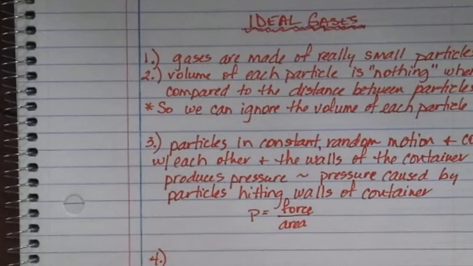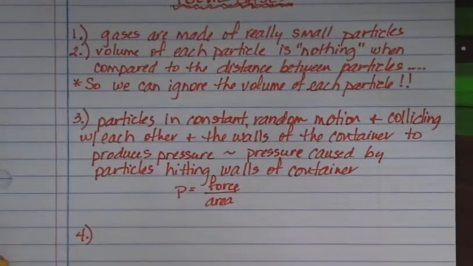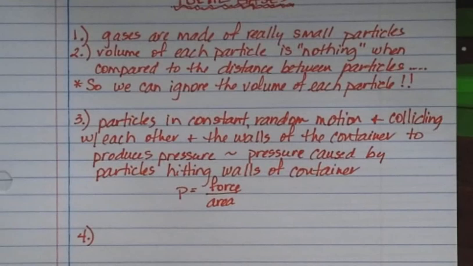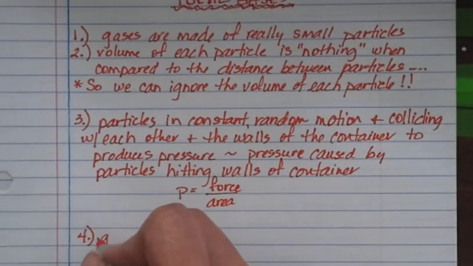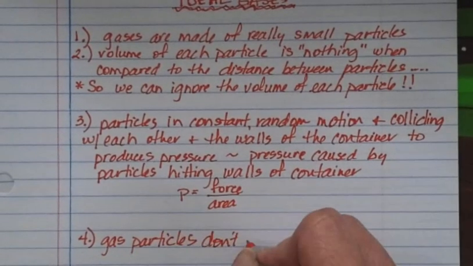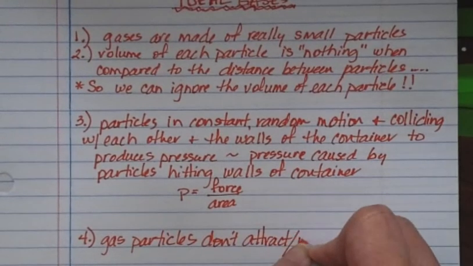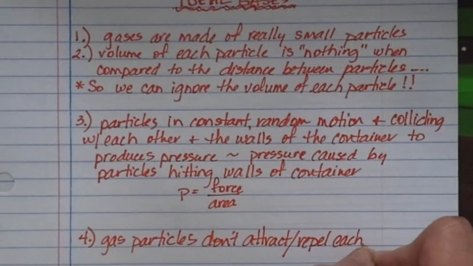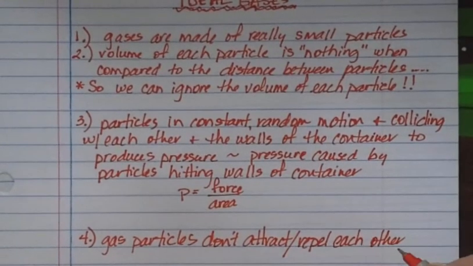The fourth postulate says that gas particles don't attract or repel each other. If it's an ideal gas, the gas particles don't attract or repel each other. Think about that. If we have water, water's polar, right? So one water molecule is attracted to another water molecule. But the minute you put that water into a gas form, you no longer have to deal with water being polar in an ideal gas form because there is no attraction. They're moving so fast past each other that there's no chance for an attraction to occur.